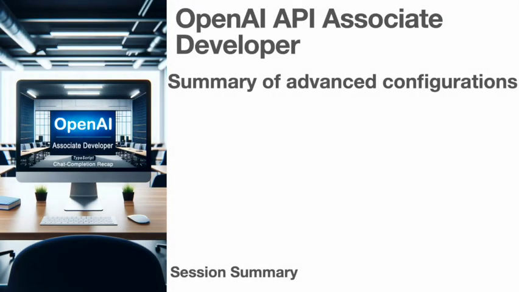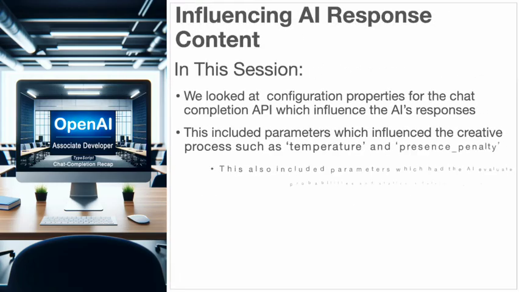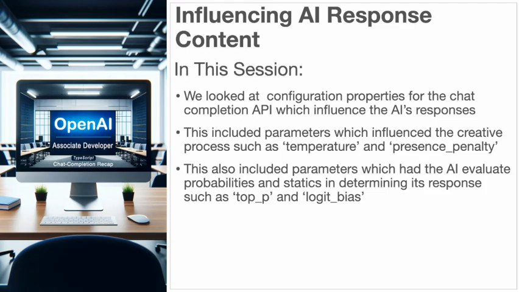In this section, we've delved into various configuration properties that significantly influence the AI's responses. We've covered parameters that drive the creative process, like temperature and presence penalty, and those that help the AI evaluate probabilities and statistics, such as top P and logit bias. Let's recap the key points we covered in this section.